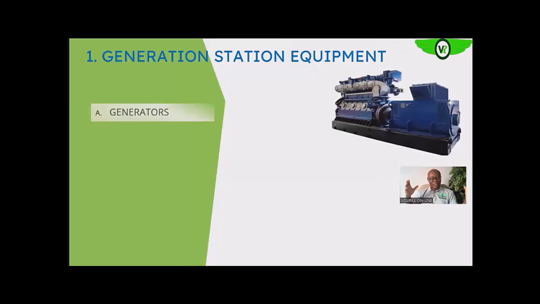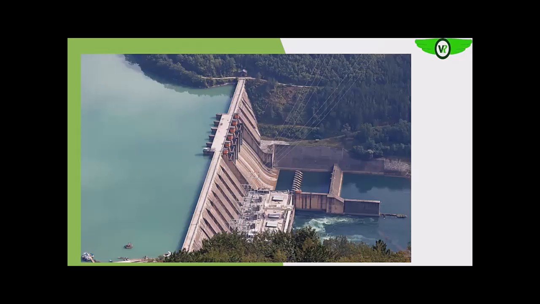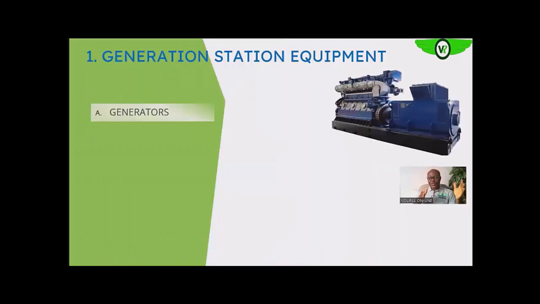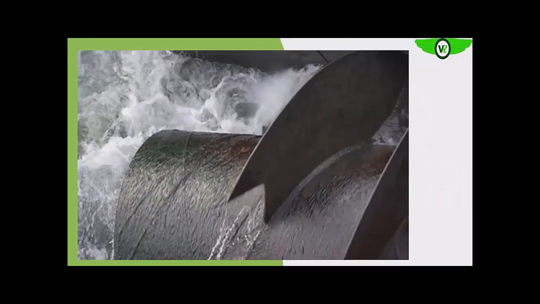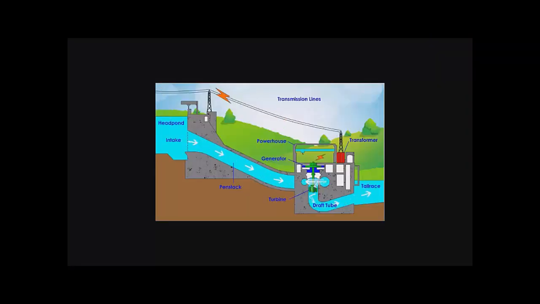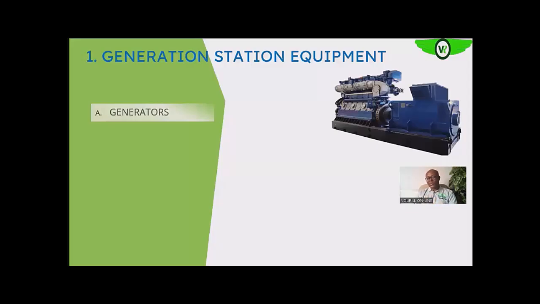We have hydro power stations, okay. It still uses hydro turbines, but in this case, it converts the potential energy that is contained in dammed water into rotating mechanical energy. Okay, so as the water is falling, it falls on the blade of the turbine and forces it to turn. So that rotating mechanical energy is what will now be converted to electrical energy at the alternator of your generator. Okay, so these are the various forms of energy conversion that take place in the generation station.